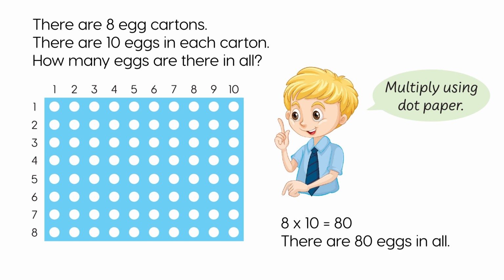Eight times 10 equals 80. There are 80 eggs in all.